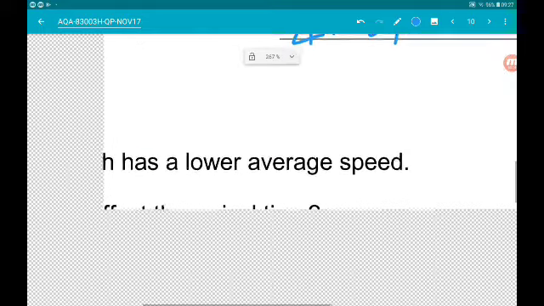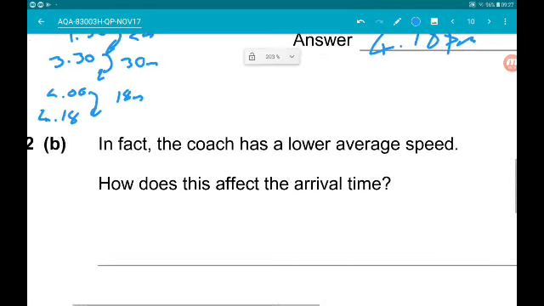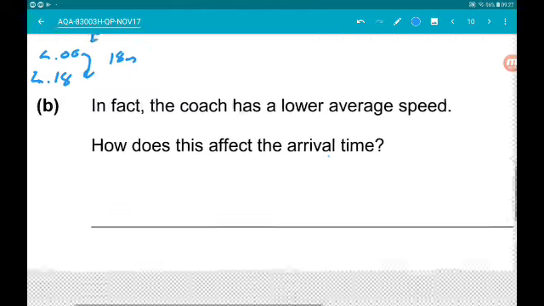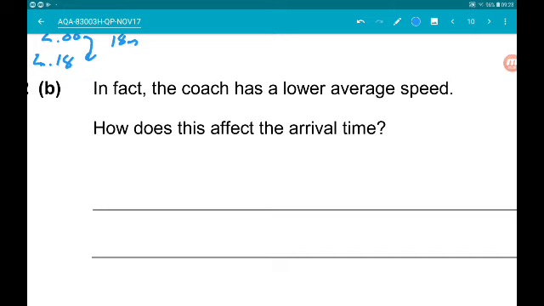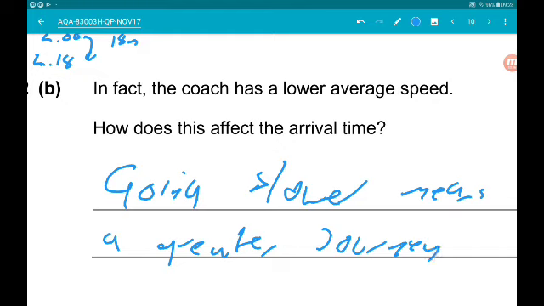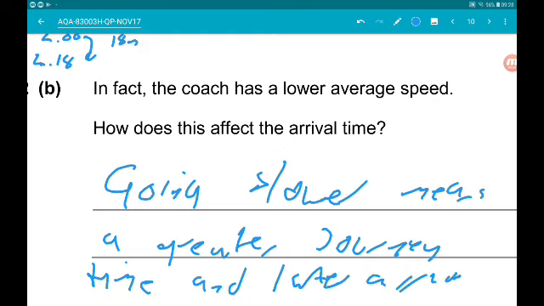Cool. And part B says, in fact, the coach has a lower average speed. How does this affect the arrival time? So if we're going slower, that means a greater journey time and later arrival. Cool.